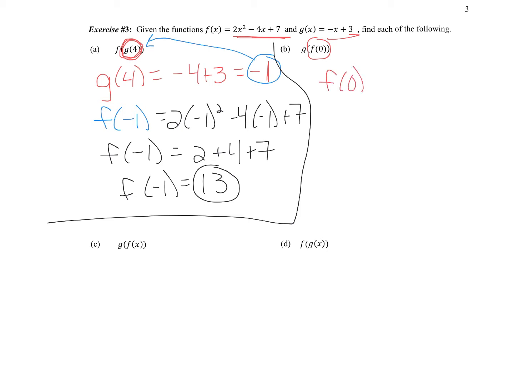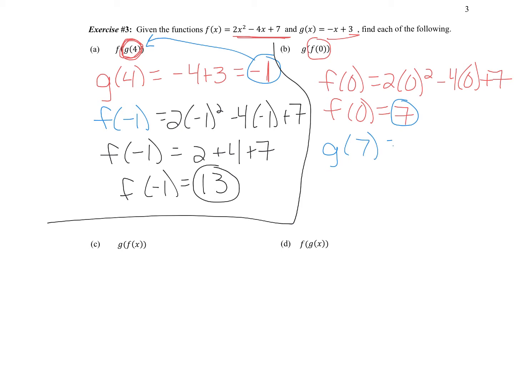So f of 0 is 2 times 0 squared minus 4 times 0 plus 7. Everything else goes away. And we just get that f of 0 equals 7. So now we're going to take our answer of 7 and plug it into the g function. So g of 7 is just negative x plus 3, so negative 7 plus 3 is negative 4. Both of those are basically like two plugins, and we're going to get a number out at the end.